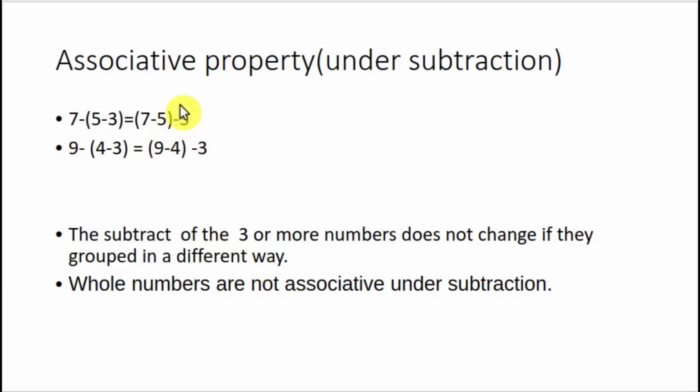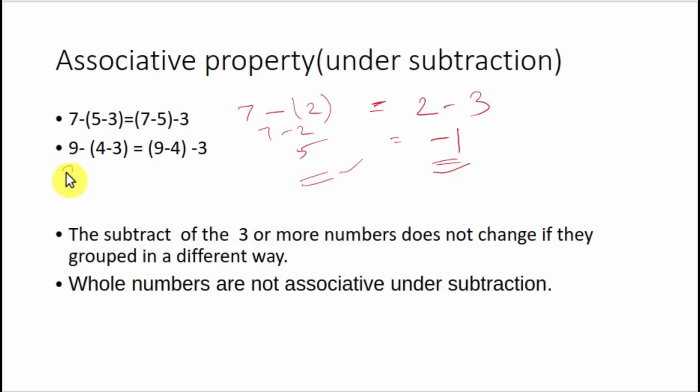Next, subtraction. Here 7 minus 5 minus 3. Here 7 minus 5 is 2, minus 3. So 7 minus 2 equals 5. Here 2 minus 5 equals minus 1. So here, here 5, here minus 2. There is a variation. If we are grouping in a different way, we are not getting the correct one. So the whole numbers are not associative under subtraction.